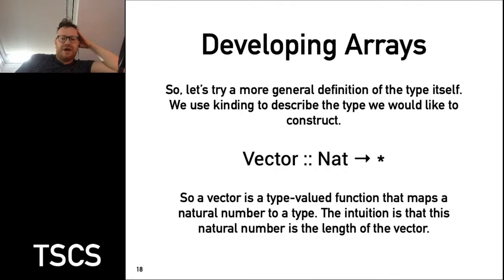We now use kinding to describe the type that we would like to construct. So a vector is kinded as a type operator going from natural numbers to any type. It maps a natural number to a type, to a proper type. The intuition here is that the natural number is the length of the vector. So we include the length of the vector in its type.